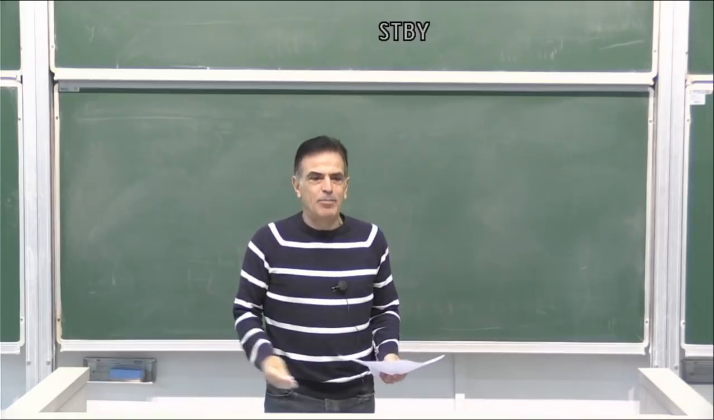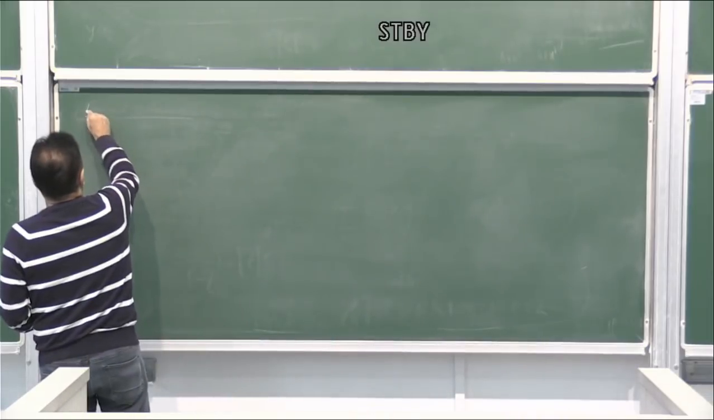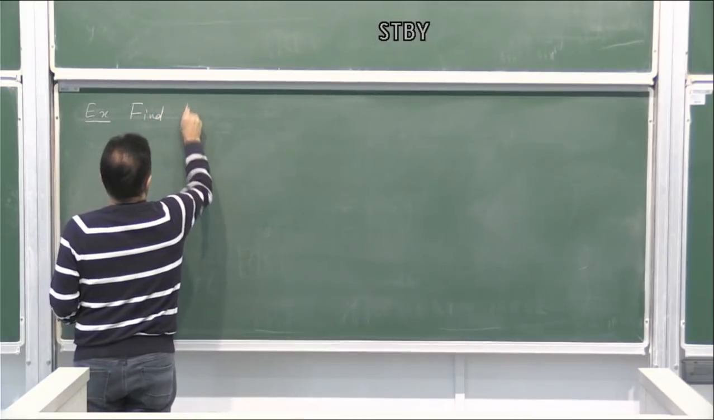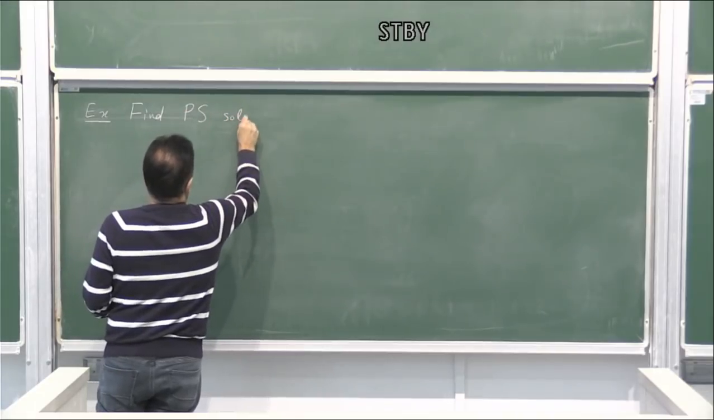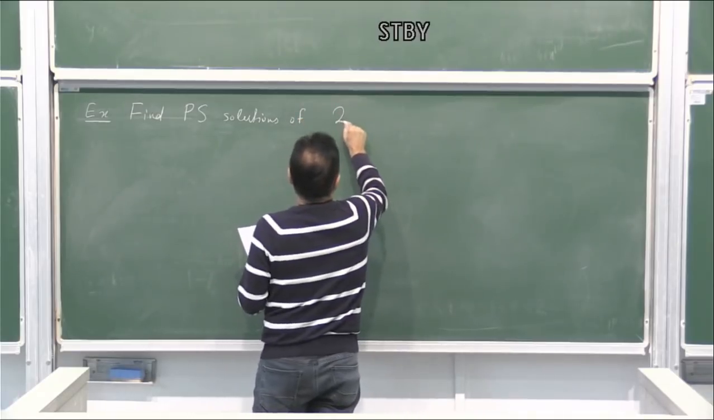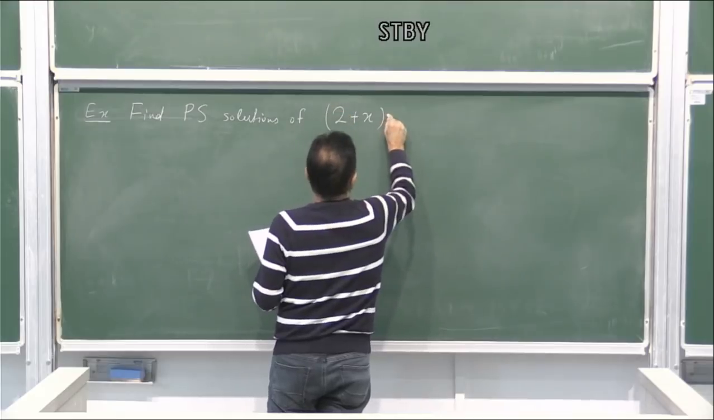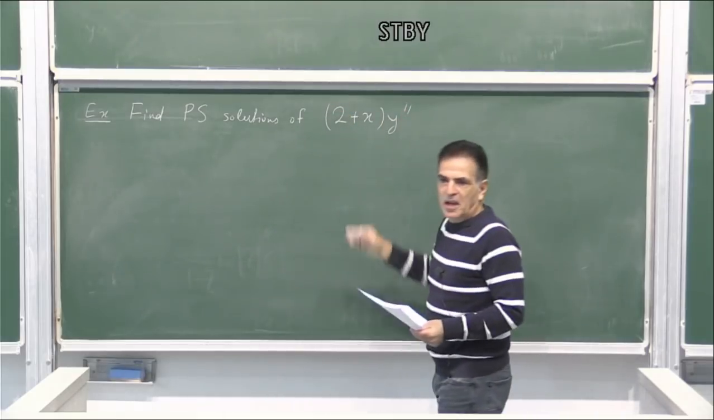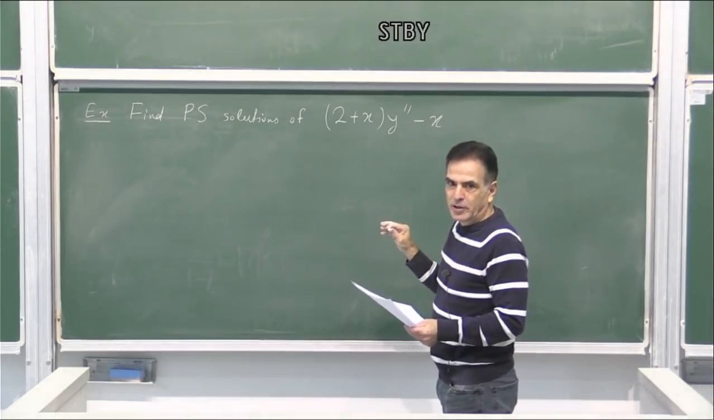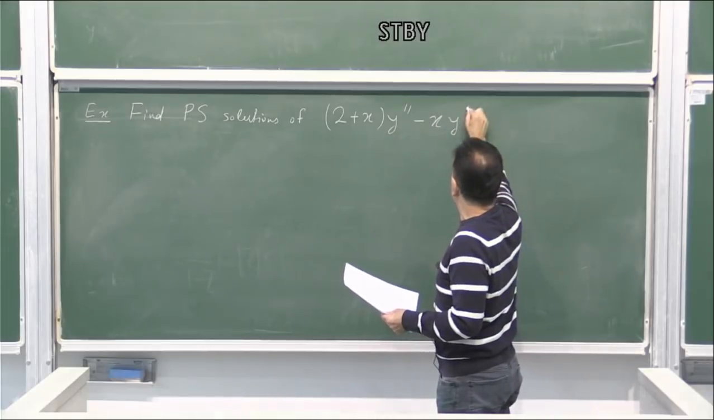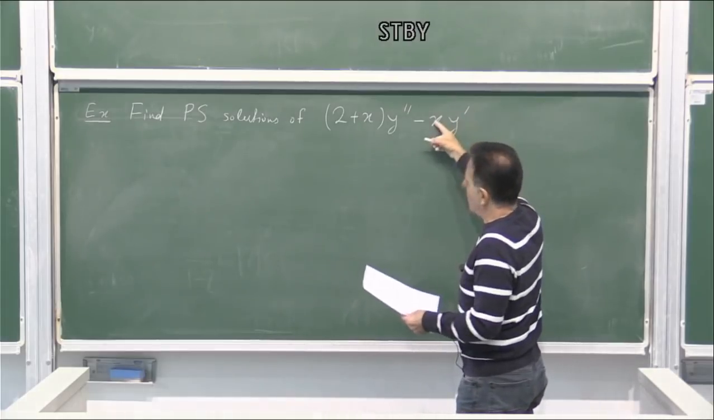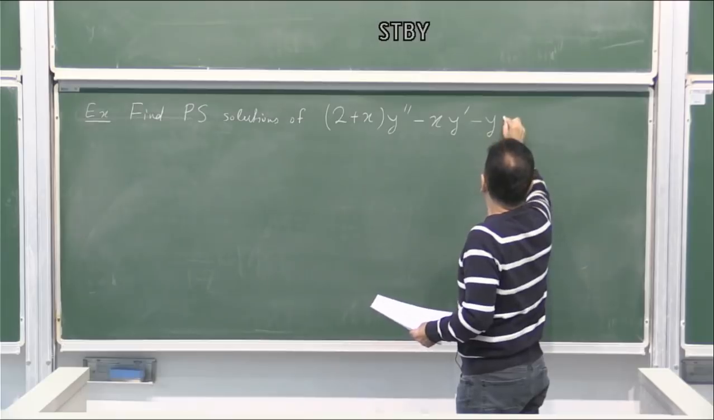Okay, as a final example, find power series solutions of the equation 2 plus x y double prime. Look again, the equation is a very simple looking one. The coefficients are polynomials, and even linear polynomials. The coefficient of y double prime is 2 plus x. Coefficient of y prime is x. Minus y is 0.